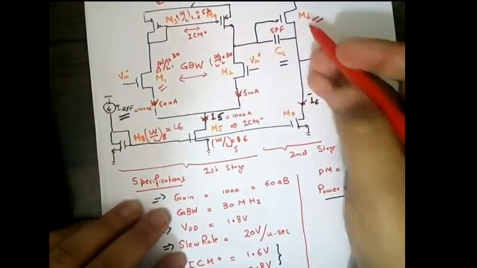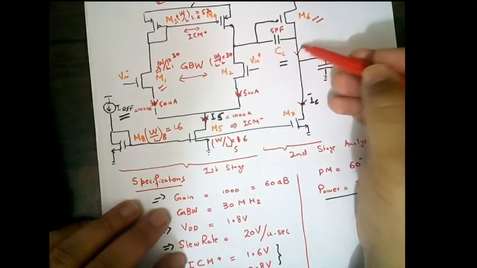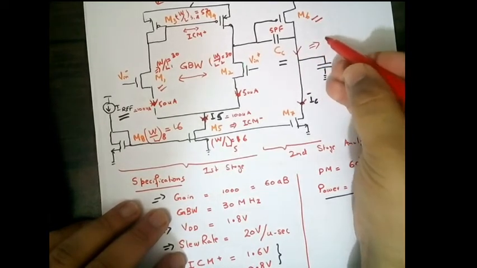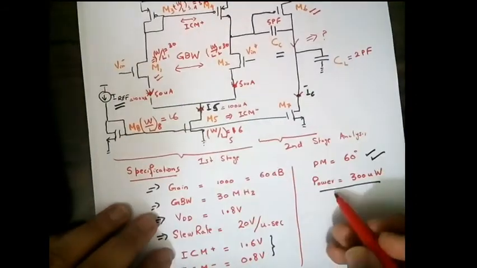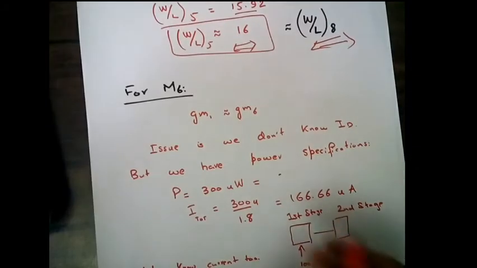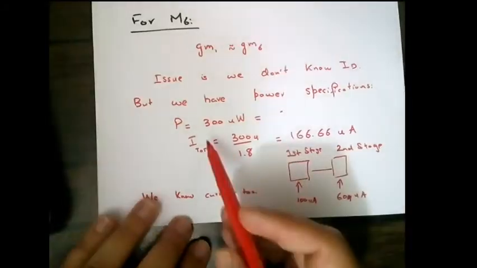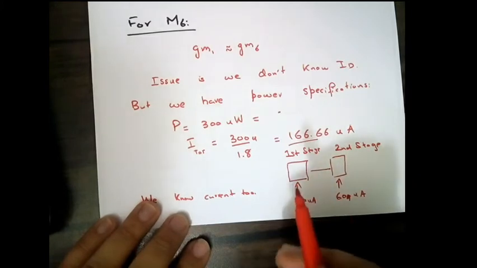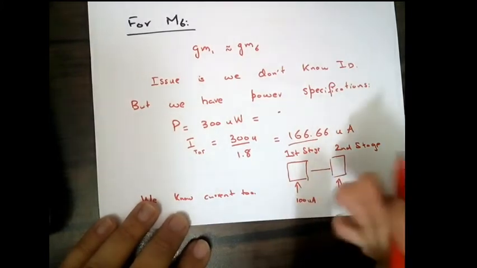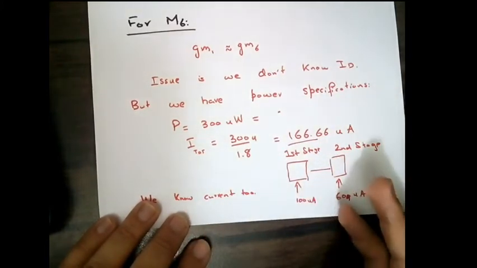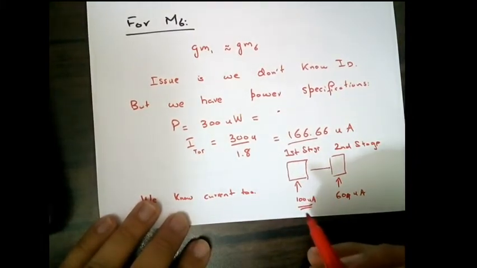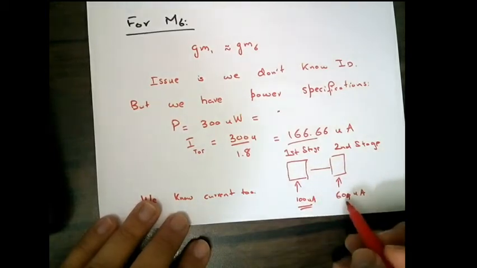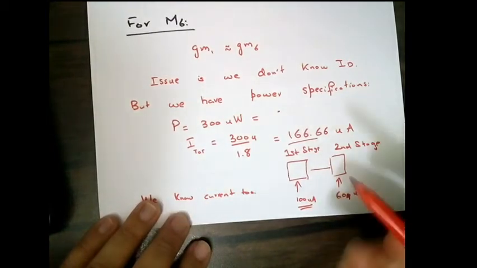I6, I7. We don't know the current flowing through these. It's unknown to us at this moment. But we can find it. How? From the power value. The power specification is provided to us, which is 300 microwatts. So we can convert this power into the current. The current is going to be equivalent to 166.66 microamps, and this current should be distributed between the first and the second stage. We already concluded the first stage is consuming 100 microamps, so the current left for the second stage is 66 microamps.